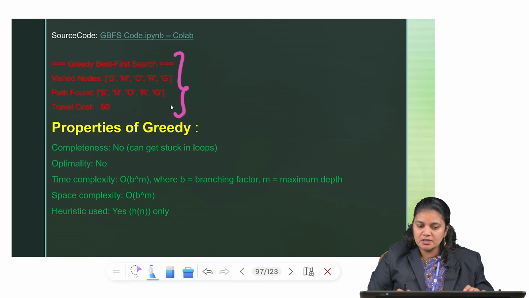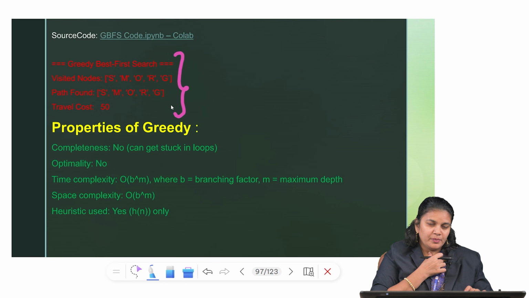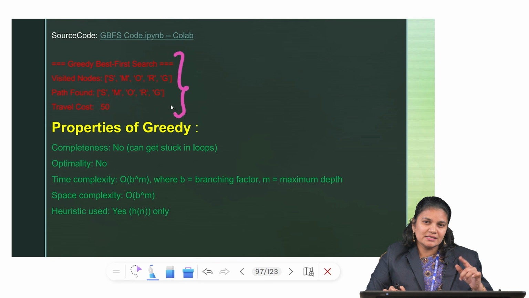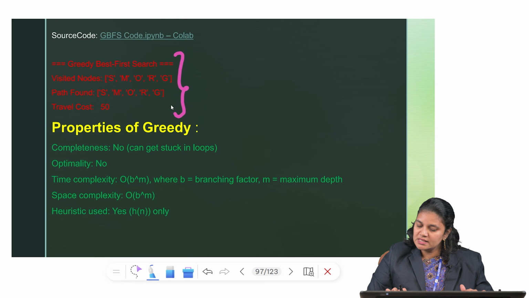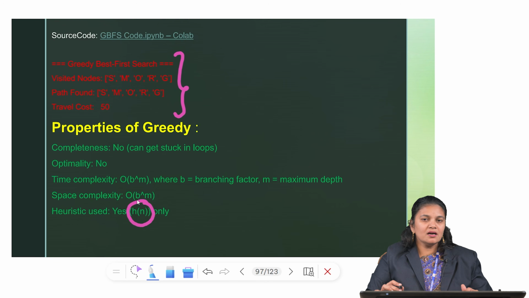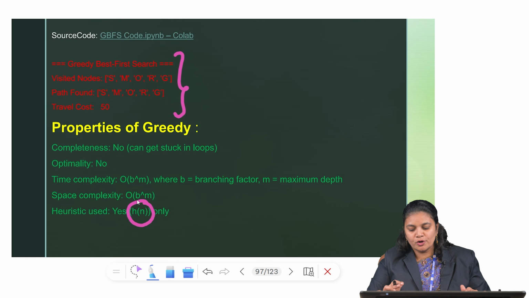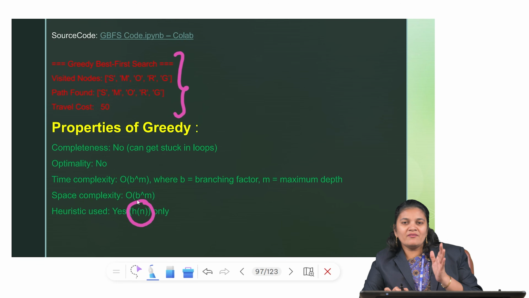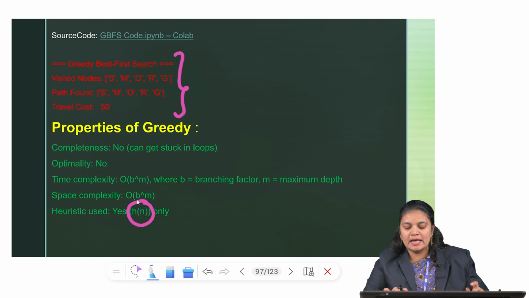Now let's see the properties of greedy. Whether it is complete? No, there is a possibility to get stuck in loops if there are cycles in the graph. Is it optimal? For sure, no. Even in this example, we did not get an optimal solution. And the time complexity of it is the branching factor power m, and the space complexity is also the same. When we are using only the h of n heuristic value, we are not using the travel time which we took from the source till that point.